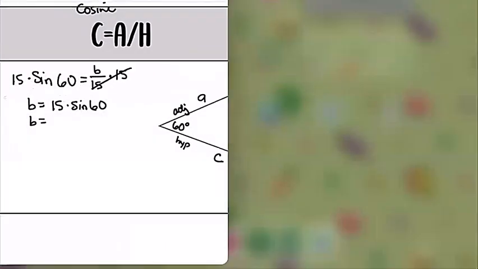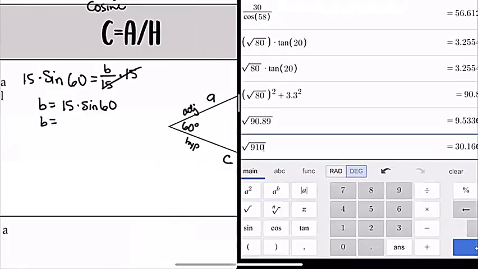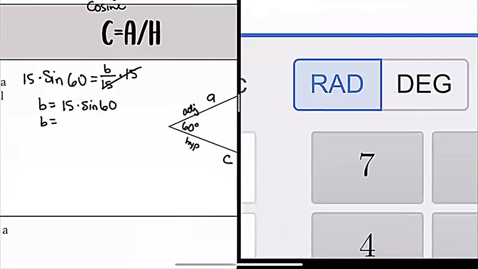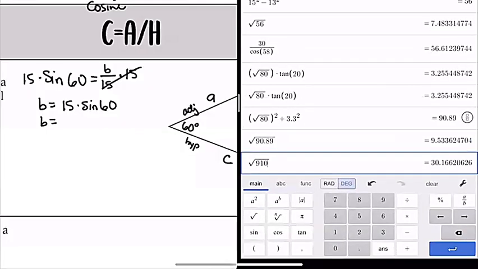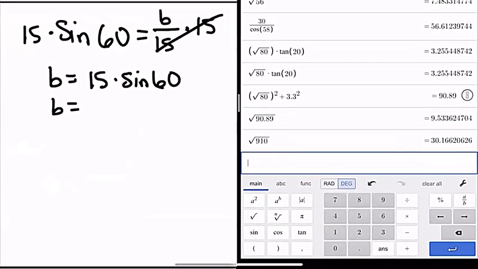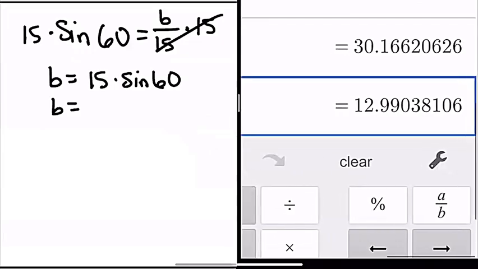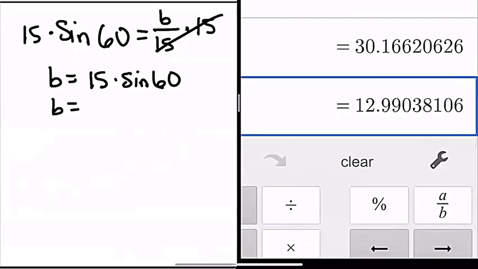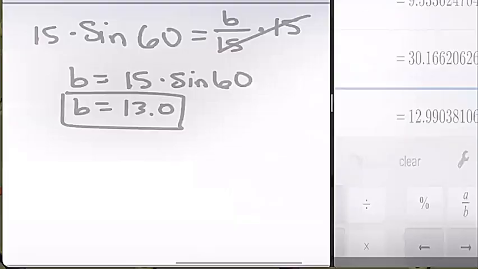I'm going to go over to my calculator. When you're doing this, you want to make sure your calculator is in degrees. See this button right here? That's radians, that's degrees. It will make a difference. If you ever get a negative answer when working with a triangle, it's probably in radians, switch to degrees. So I'm going to type in 15 times the sine of 60. And I got 12.99. The question told me to round to the nearest tenth. So my 12.99 would be rounded up to 13.0. And that would be the side B.